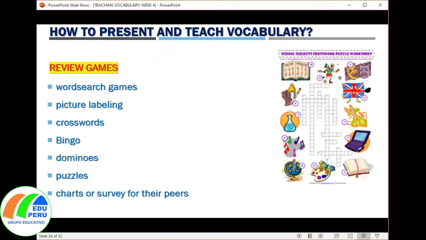The other one is the crosswords. As you can see here, school subjects, crossword puzzle worksheet. So you have some pictures, and according to the pictures and the number of squares, they need to write the correct word. So you're using the crosswords.